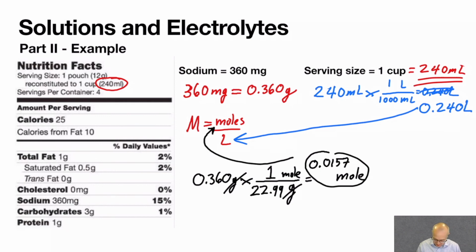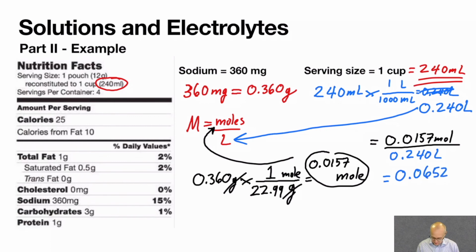And that number goes up there. So now we would get 0.0157 moles, divided by 0.240 liters. The molarity is 0.0652 moles per liter. There's your answer.